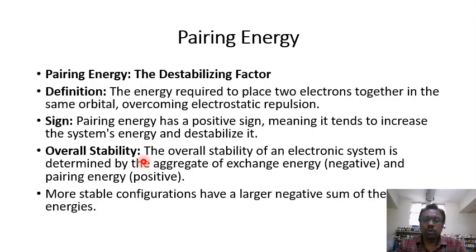Overall stability: the overall stability of an electronic system is determined by the aggregate of exchange energy, that is negative, and the pairing energy, that is positive. So by taking the aggregate of these two, you can tell the overall energy. More stable configurations have a larger negative sum of these energies.